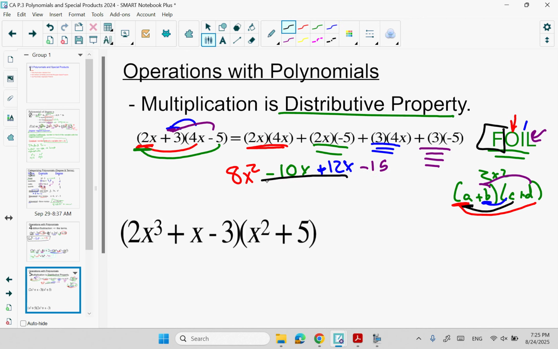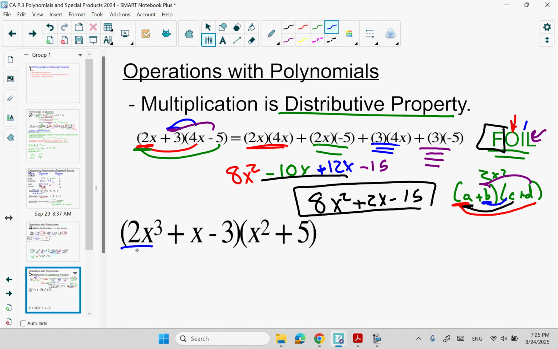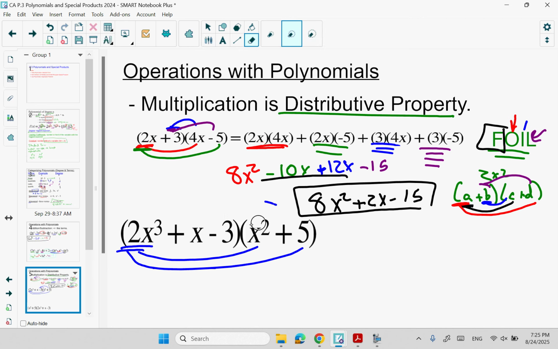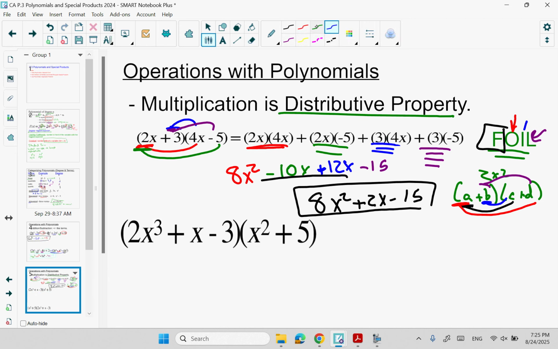But we have some like terms to combine, so we should. So I get 8x squared, negative 10x plus 12x is 2x, minus 15. Here, this is why I don't really love saying foiling, because if I did foiling, first, outside, inside, last, we end up not distributing this x. We need to be able to distribute anything, so foiling doesn't work when there's more than two terms in one of the expressions. So let's distribute everything.